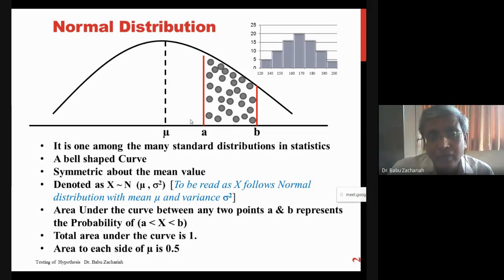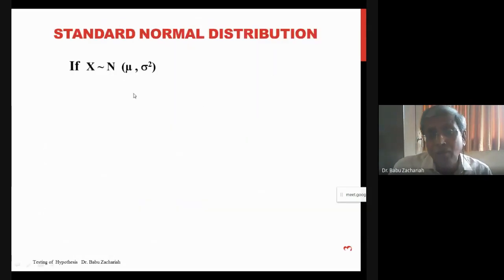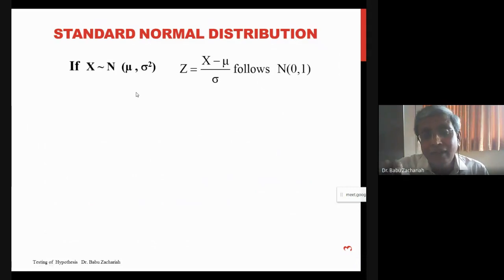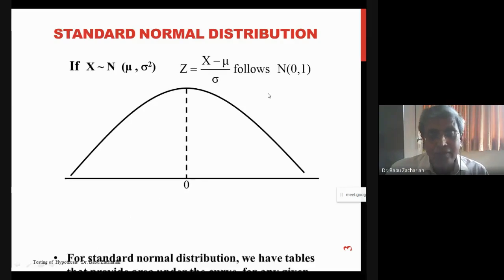Associated with this, there is something called standard normal distribution. If X follows normal with mean mu and variance sigma square, then Z equals X minus mu divided by sigma follows normal with 0 and 1. So this we call standard normal distribution because its mean is 0 and variance is 1. So the curve will look like this.